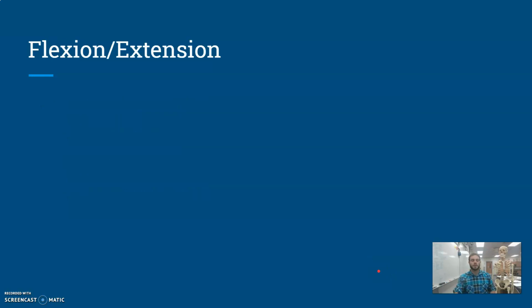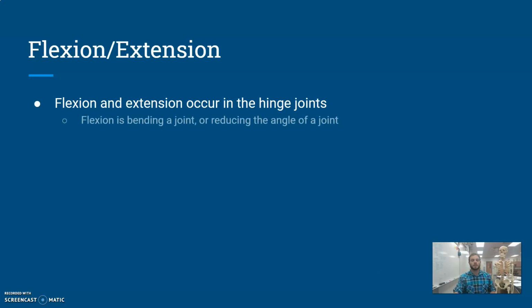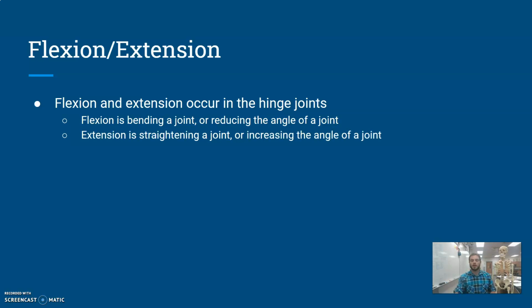So starting with flexion and extension. You may remember from our last video that flexion and extension are going to occur primarily in your hinge joints. So flexion is going to be when we bend some sort of joint and we reduce the angle of that joint from anatomical position. So extension is going to be the opposite, straightening a joint or increasing the angle of a joint.